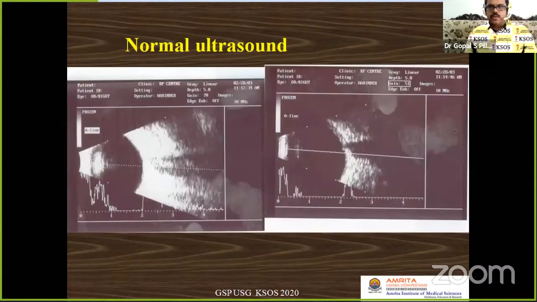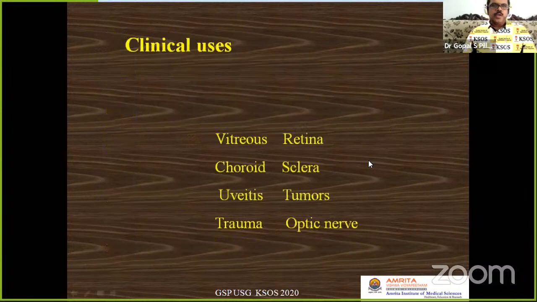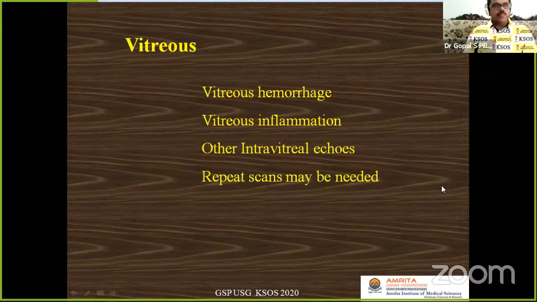So you can see this is the optic nerve here, and you can see the cupping on the surface. Here is again an optic nerve, and the retina and the choroid are all composite here. Now let us go into clinical uses of each of these areas. In the vitreous, we can pick up vitreous hemorrhages, vitreous inflammation, and other intravitreal echoes.